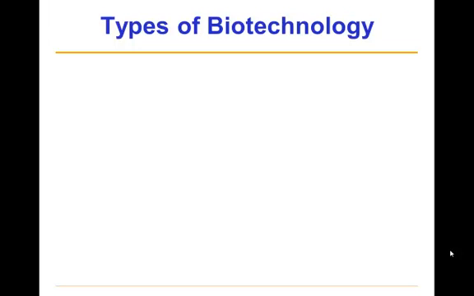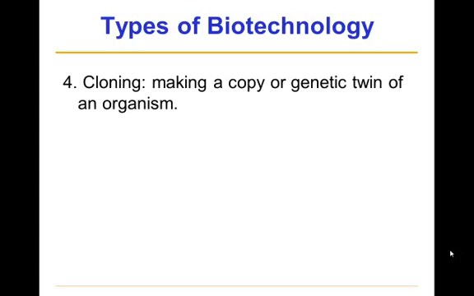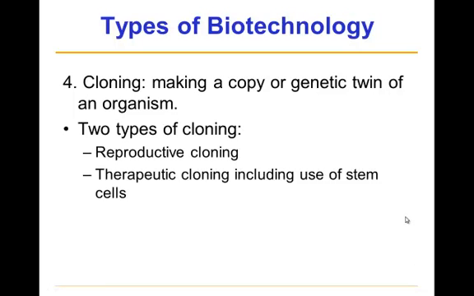This time we're going to talk about cloning. And cloning is defined as making a copy or a genetic twin of an organism. And there's two types of cloning: reproductive cloning to make a new offspring, and therapeutic cloning. And we'll talk about these. Therapeutic cloning uses stem cells.